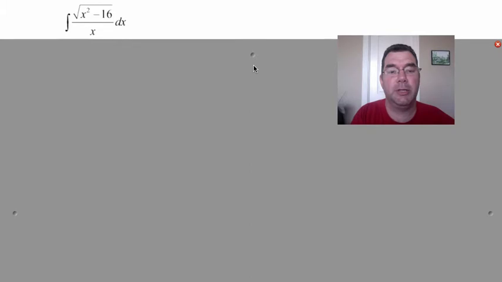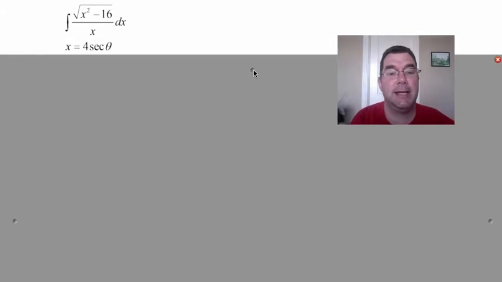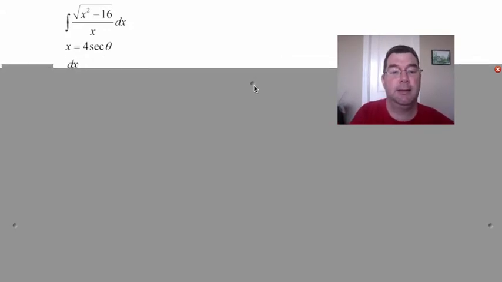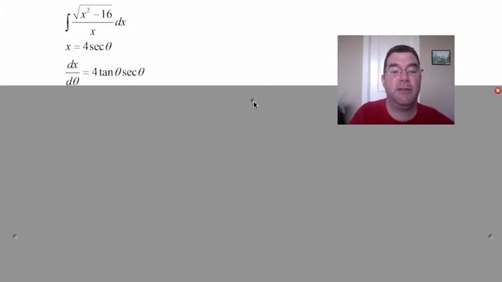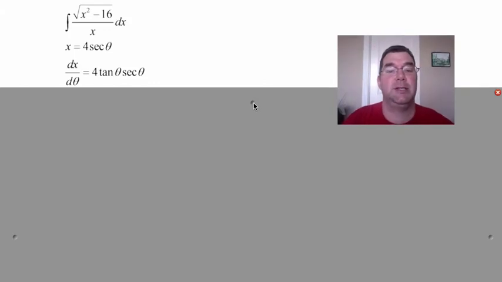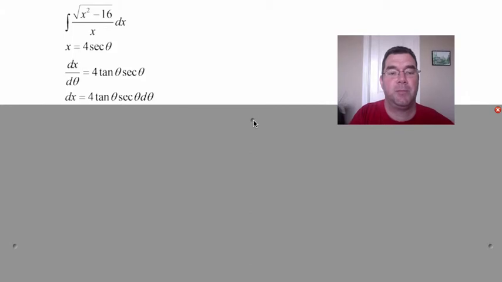So remember, what I'm going to do is let x equal a times the secant of theta. In this case, that's going to be 4 times the secant of theta. If I take the derivative of that, that's going to be 4 times the tangent of theta times the secant of theta. And then just moving the d theta over to the other side, I get that dx is 4 times the tangent of theta times the secant of theta d theta.